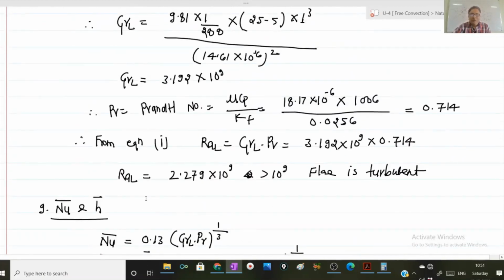By solving this problem you will be able to understand how the heat transfer rate from vertical surfaces is calculated, and how characteristic length for vertical surface is considered.